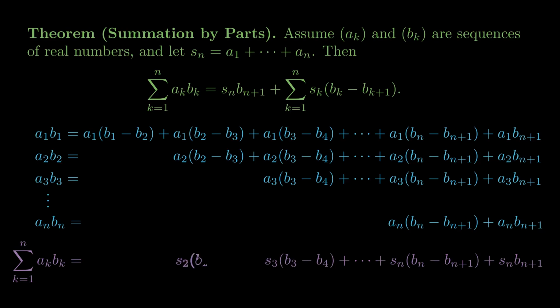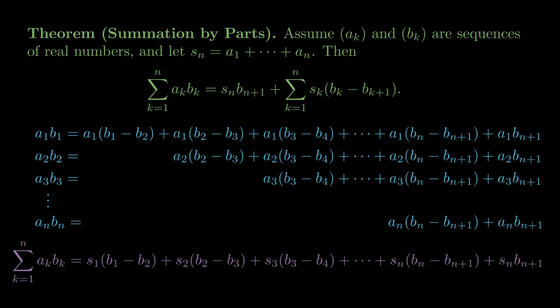And in the first 2 columns, we can factor out an S2 and then an S1. So in the kth column, we've factored out an Sk from the difference bk minus bk plus 1. And that's true for the first n columns. So those all combine to exactly the sum from k equals 1 to n of sk times bk minus bk plus 1. And that n plus first column on the right-hand side is exactly the extra term Sn times Bn plus 1.